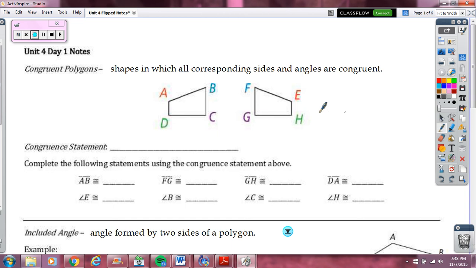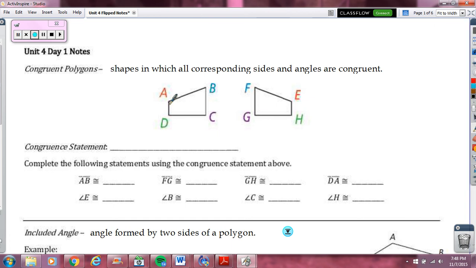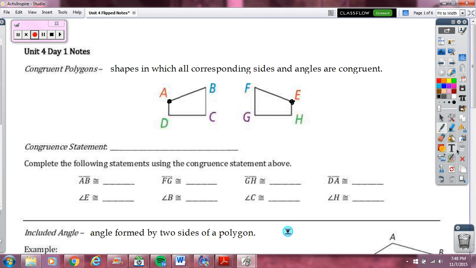So for this picture we've got here, corresponding angles would be like A and E. They are in matching positions. I've color-coded it to make it a little easier to see. And when you write a congruence statement, that's just you describing which two polygons are the same size. And the order that you write the letters in is going to be really important.